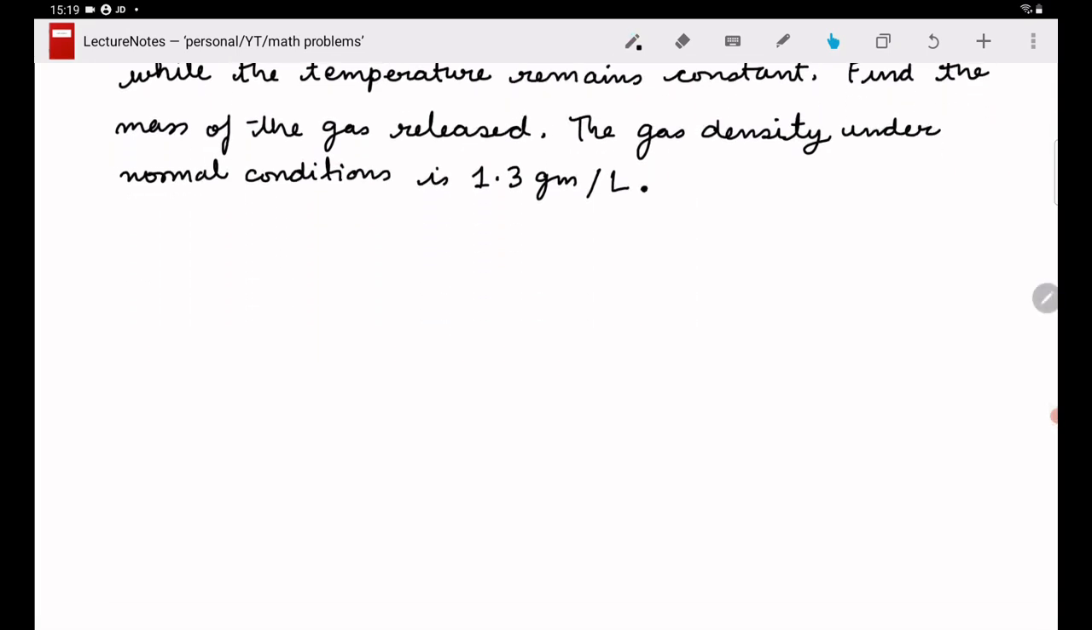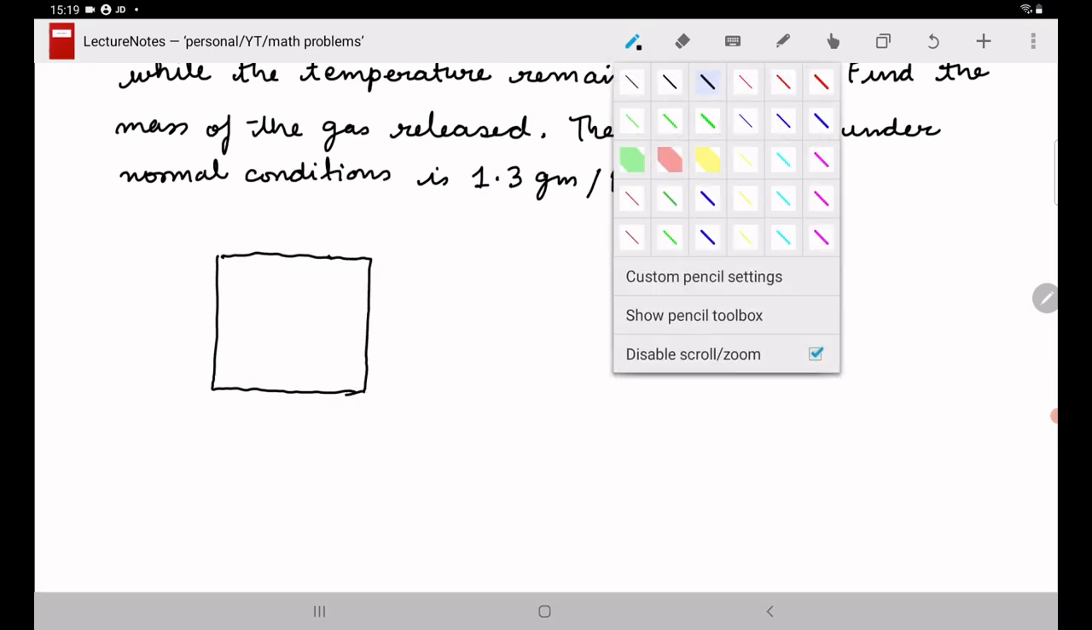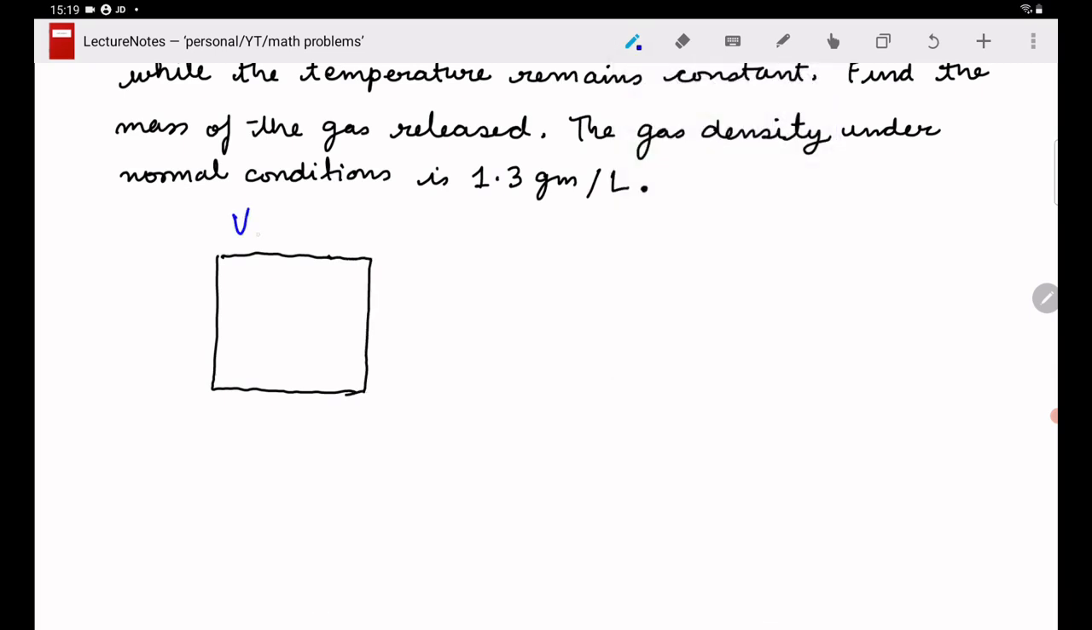So let me draw it out. We have a rigid vessel containing gas, and the volume of the vessel is given to us as 30 liters. The temperature of the gas initially is given to us as 0 degrees Celsius, which is equal to 273 Kelvin. And let's say that the mass of the gas in this vessel is m1.